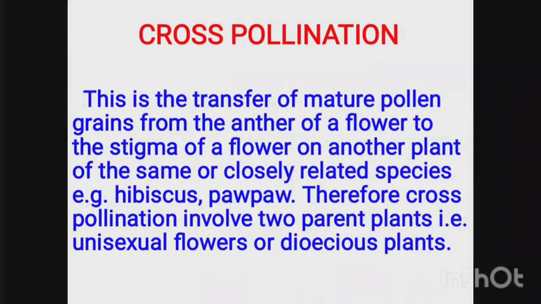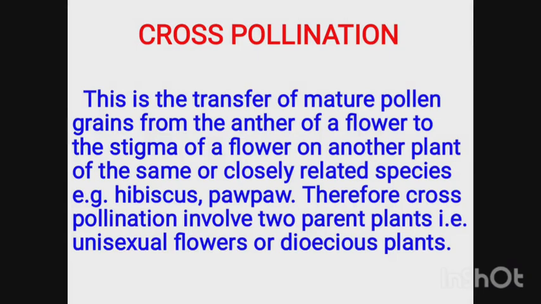So what it means here: if the pollen grain of a pawpaw flower in A is ripened, so when we say pollination, if there's a transfer from the pollen grain of pawpaw A to the stigma of a pawpaw flower of B in another plant, that's called cross pollination. So from A to B, just like we will see on the diagram soon. Therefore, cross pollination involves two parents and usually occurs in flowers that are unisexual or dioecious flowers.